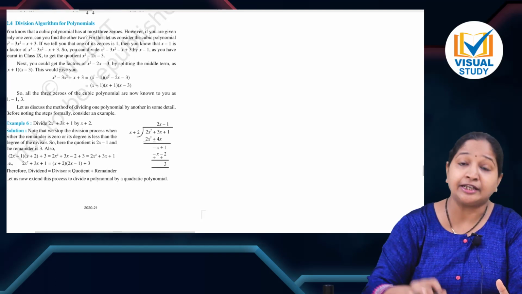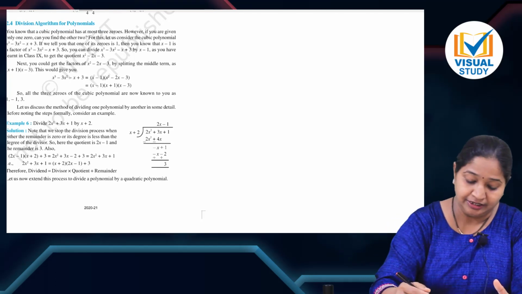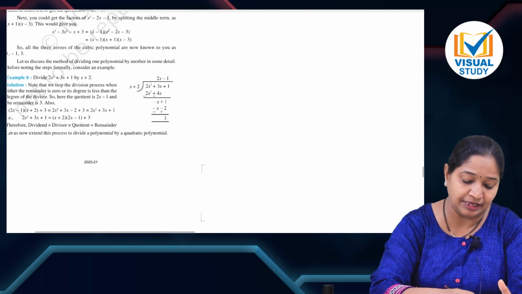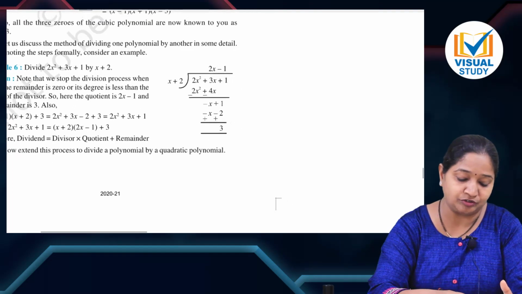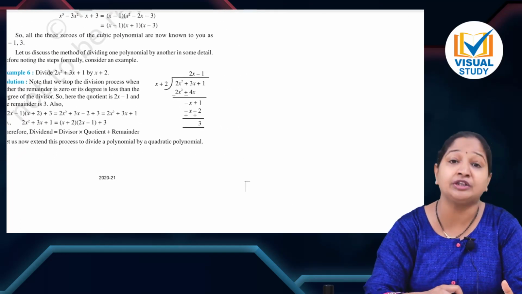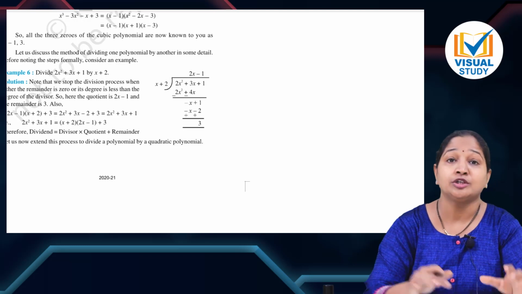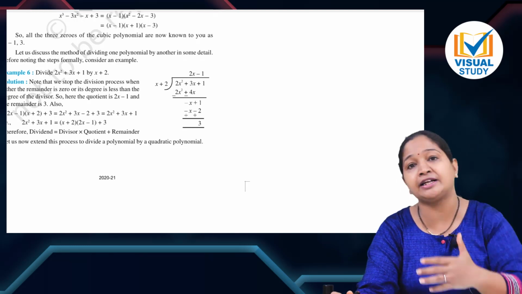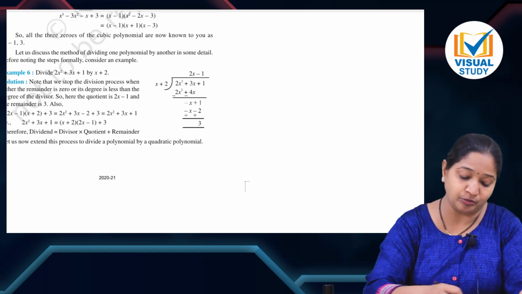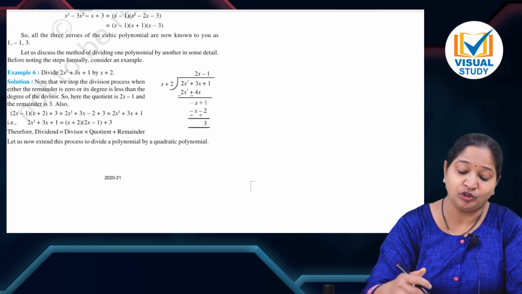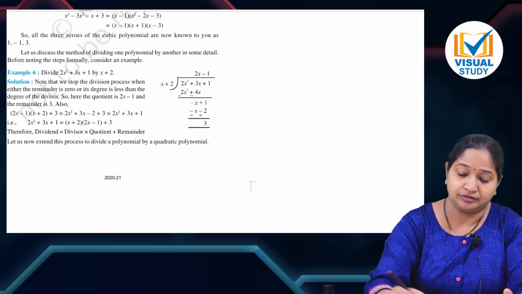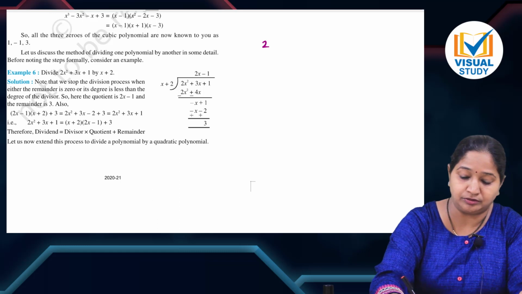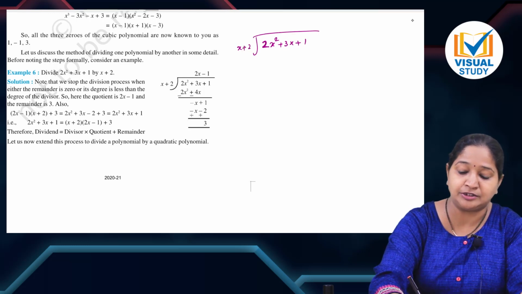What is this? This is the regular division what we have done. Regular division, that is given the example 2x square plus 3x plus 1, you have to divide it by x plus 2. So trinomial is divided by the binomial. What we have to do is, I'll do it for you here. 2x square plus 3x plus 1 divided by x plus 2.